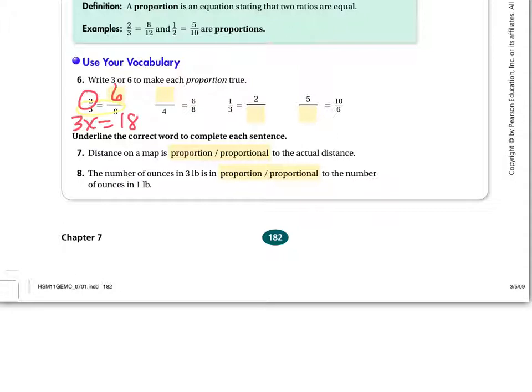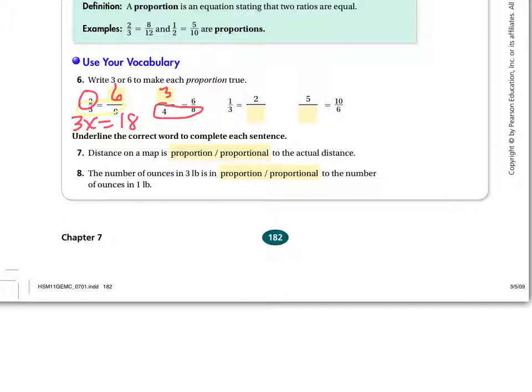So we can apply that over here at this next proportion. So look at the 8. What would you do to the 8? Look at the denominator here. What would you do to the 8 to get to the 4? Divide by 2. So what's 6 divided by 2? 3.